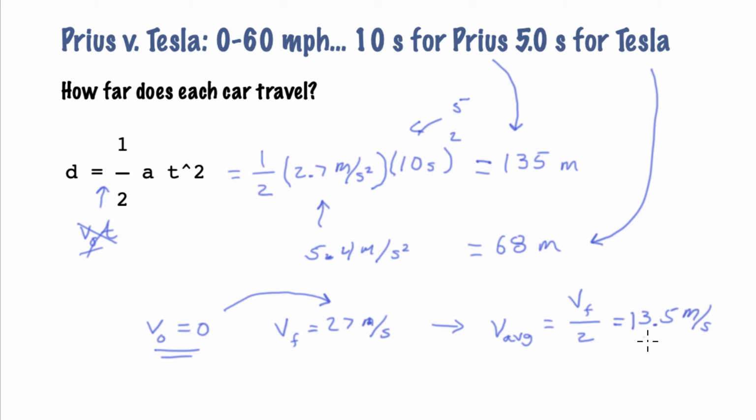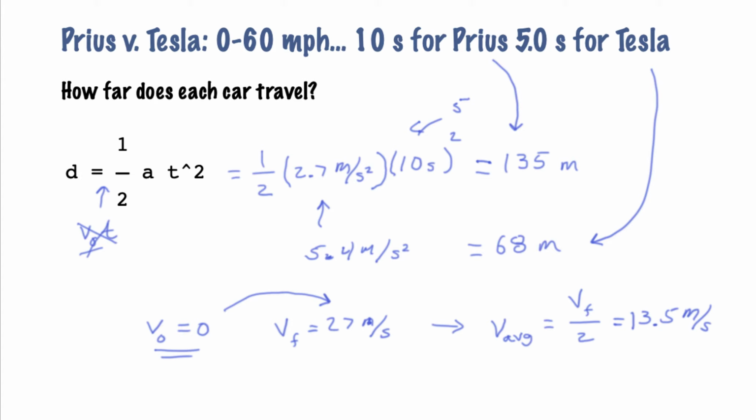The Prius, however, with an average velocity of 13.5 meters per second for 10 seconds, goes 135 meters. But for the Tesla, its average velocity is also 13.5 meters per second, but since it's only traveling for 5 seconds, it ends up only going half that distance, or 67 or 68 meters. So a bit tricky. If you're asked to compare the average velocities of these two cars over that interval of time, you would find in that instance that they're the same.